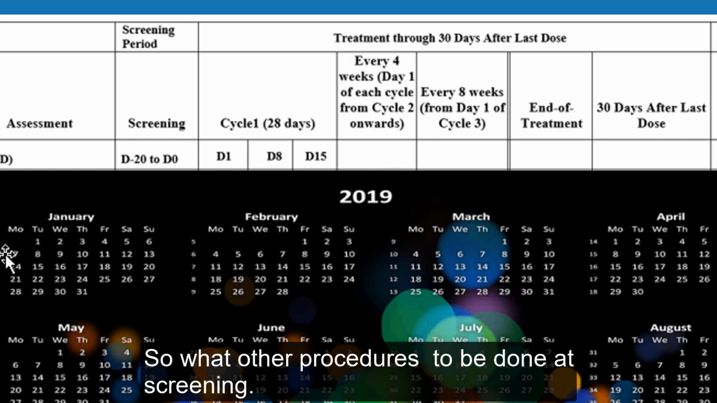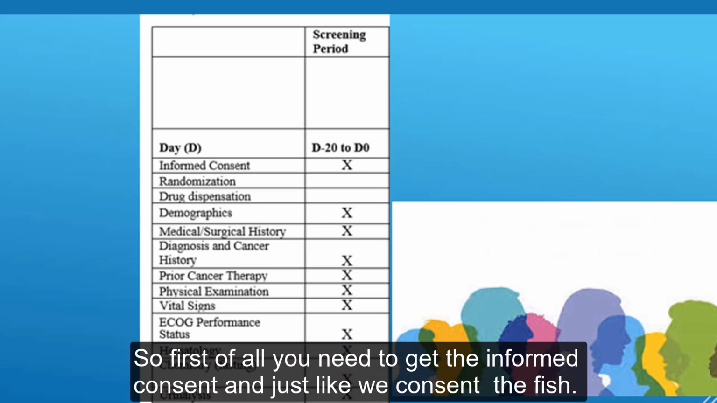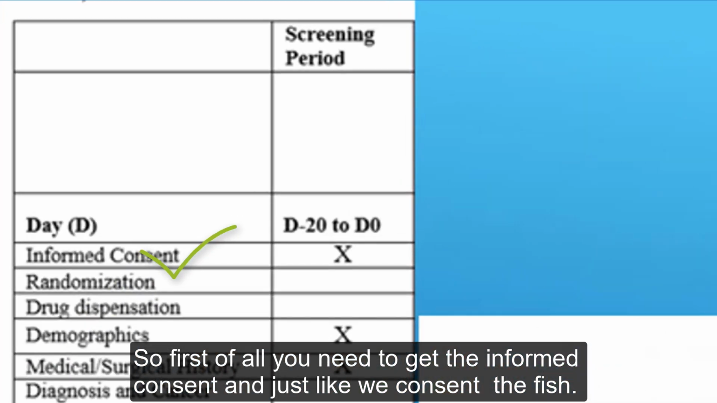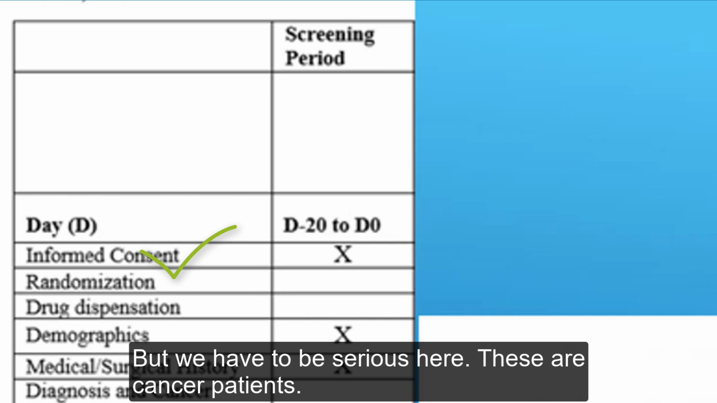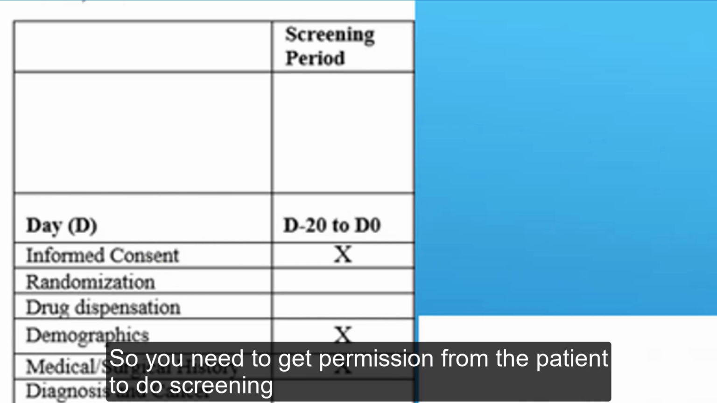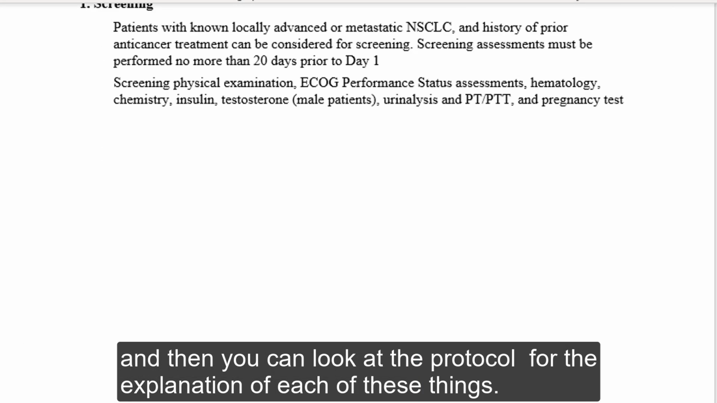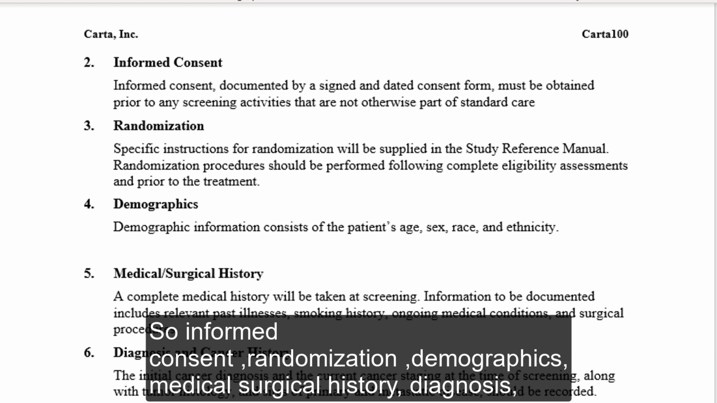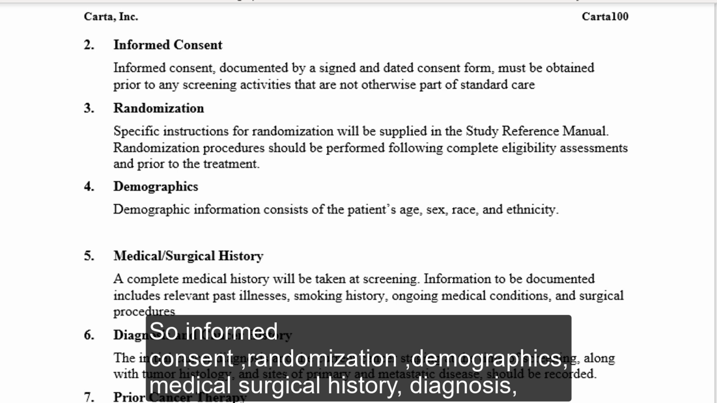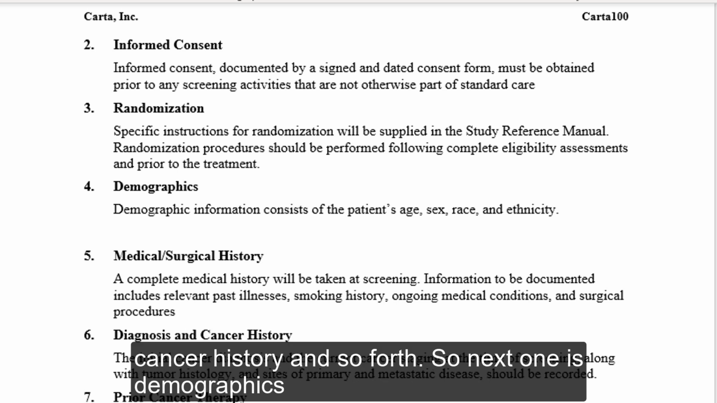So what are the procedures to be done as screening? First of all, you need to get informed consent, just like consenting the fish, but we have to be serious here. These are cancer patients. So you need to get permission from the patient to do screening. And then you can look at the protocol for the explanation of each of these things: informed consent, randomization, demographics, medical and surgical history, diagnosis and cancer history, and so forth.